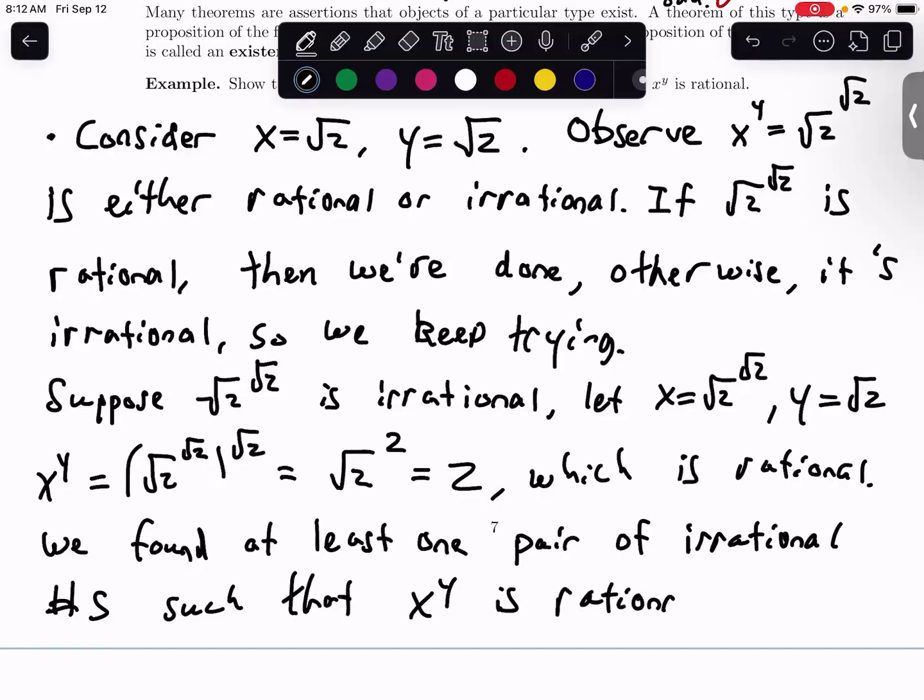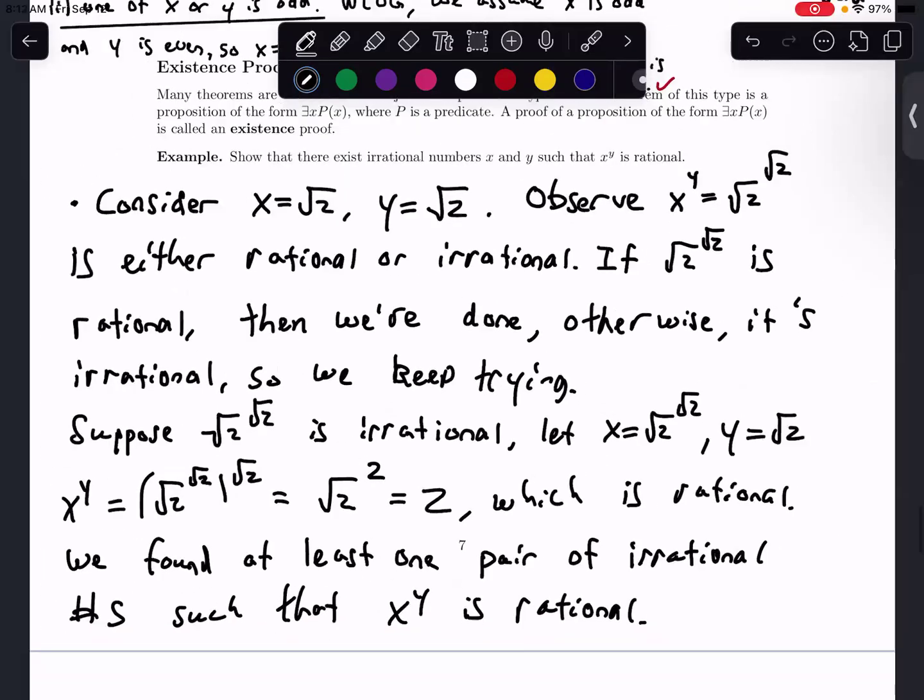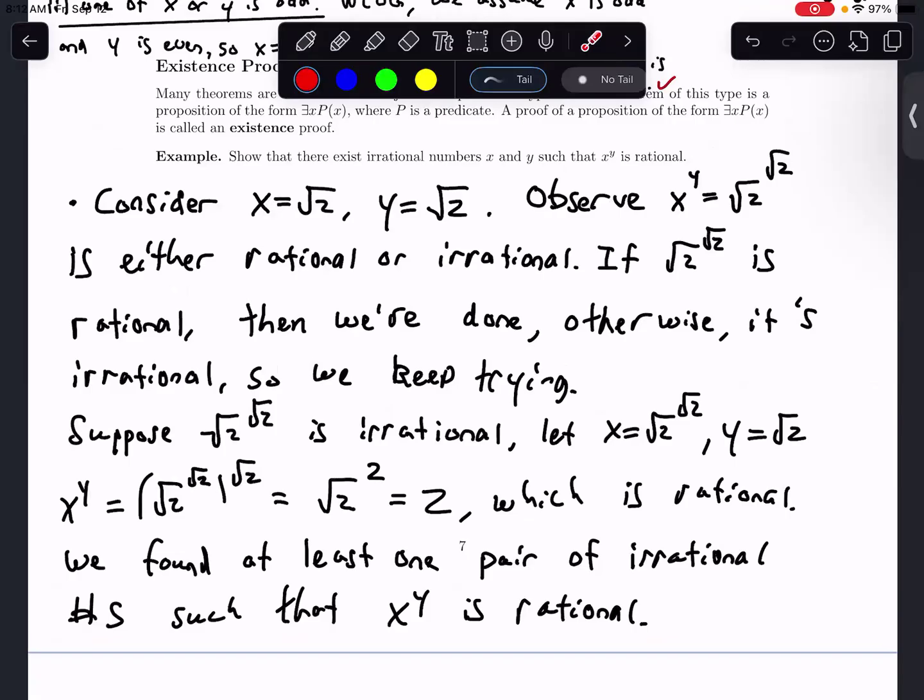So this is what's called a constructive existence proof, right? Like it asks for some sort of two irrational numbers such that this ends up being rational. And we were able to perform some sort of construction from an irrational number we knew about in the past. Yeah.